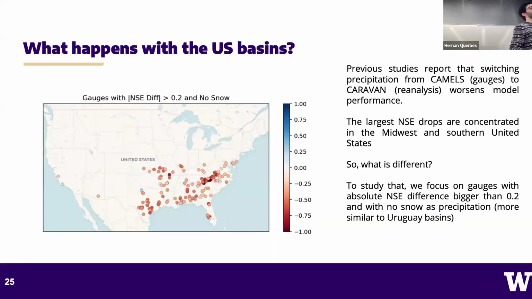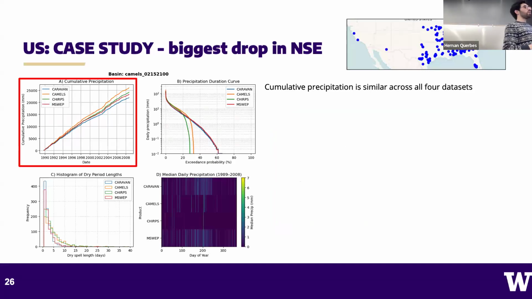So to study what's different between the precipitation datasets, we are gonna just focus on a subset of the US basins. This subset was made by picking just the ones that have a bigger difference than 0.2 in NSE, and also the ones that do not have any snow as precipitation, because those are the most similar to Uruguay. So let's start looking at one specific sample, where we see the highest drop in NSE. As you can see, if we compare the cumulative precipitation, we see some difference, but it's not huge. So we think that that is not why our hydrographs are so bad.